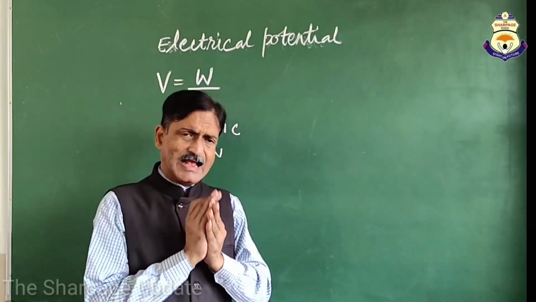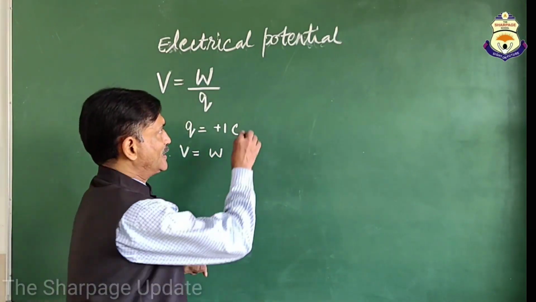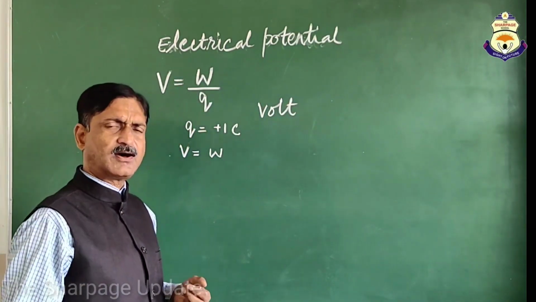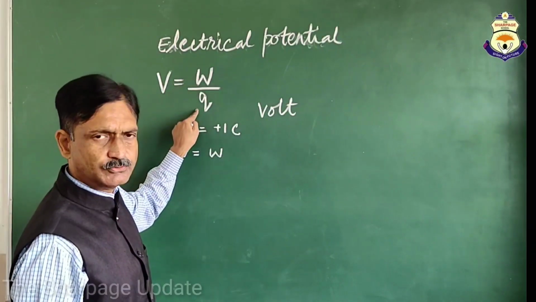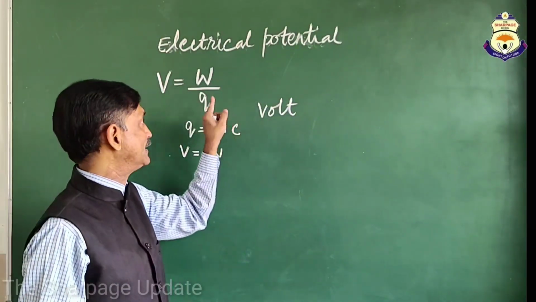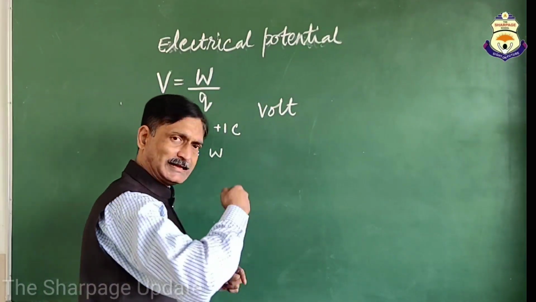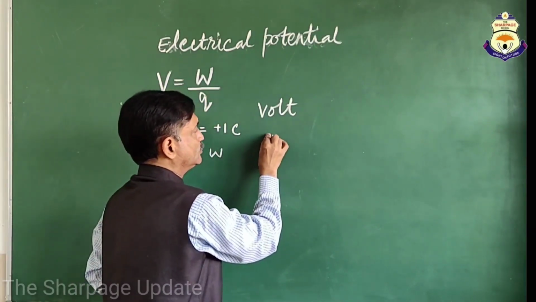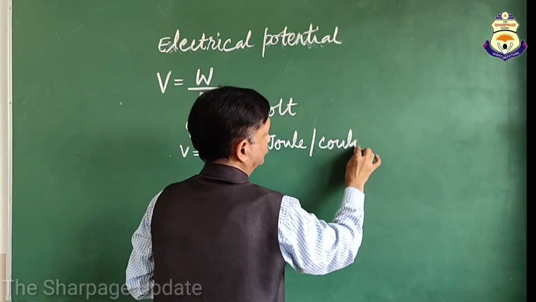Now, the SI unit of electrical potential is volt. Other SI units of electrical potential can be written as follows. Here you can see that V equal to W upon Q. The SI unit of work is joule and the SI unit of charge is coulomb. So another SI unit of potential can be written as joule per coulomb.